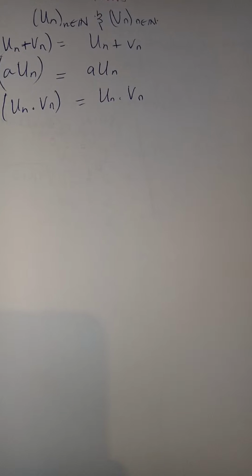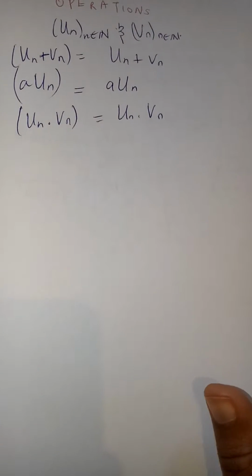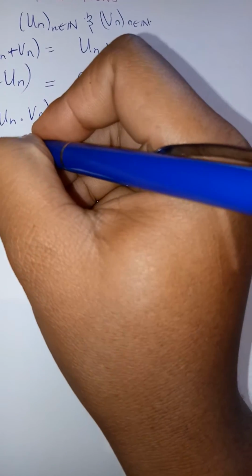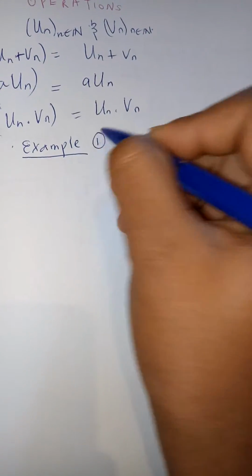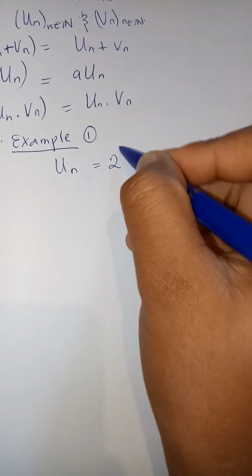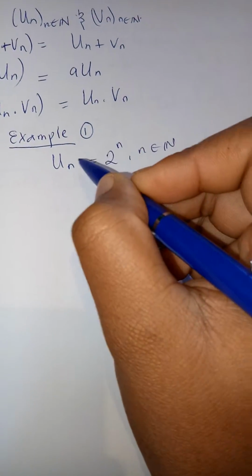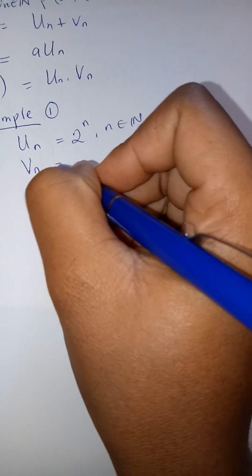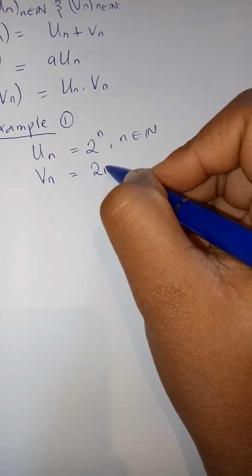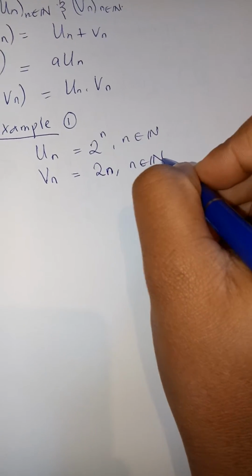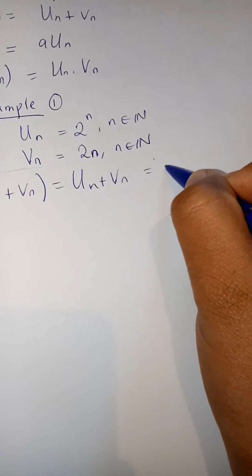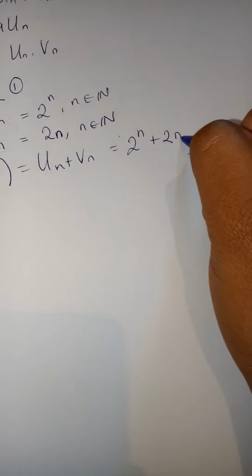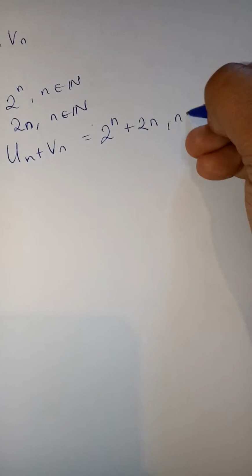Now let's take for example a suite un defined as 2 raised to the power of n, lorsque n appartient à grand N, and a suite vn defined as 2n, lorsque n appartient à grand N. The addition of these two suites, un plus vn, is 2 raised to the power of n plus 2n. C'est ça l'addition des deux suites lorsque n appartient à N.